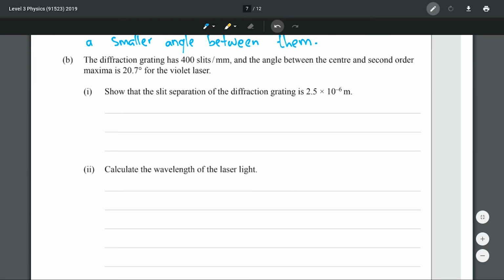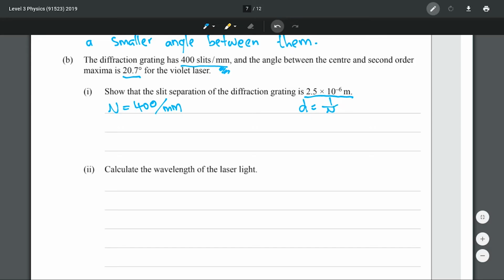The diffraction grating has 400 slits per millimeter, and the angle between the center and second order maxima is 20.7 degrees for the violet laser. Show that the slit separation of the diffraction grating is 2.5 times 10 to the minus 6. So this 400 slits per millimeter is really just our n. And to find our d, our slit separation, our d is simply going to be 1 over n.